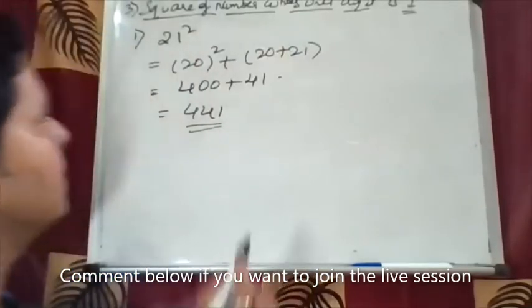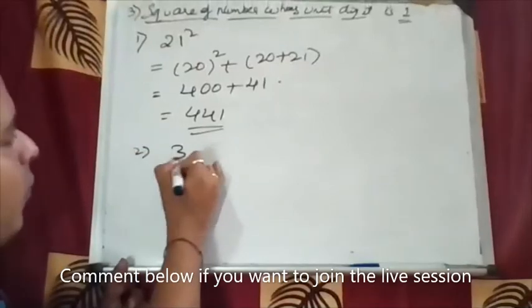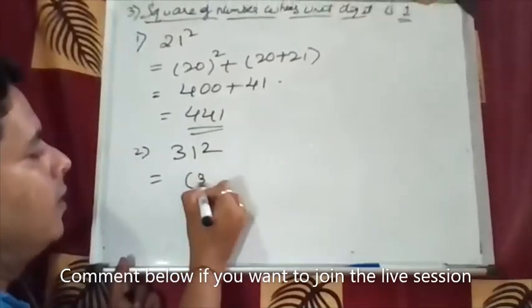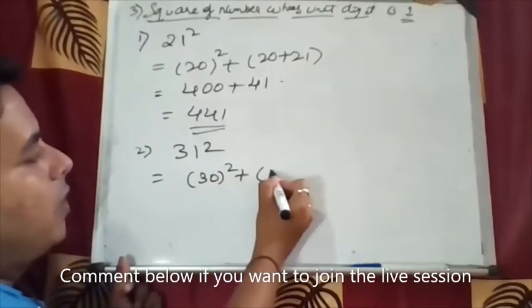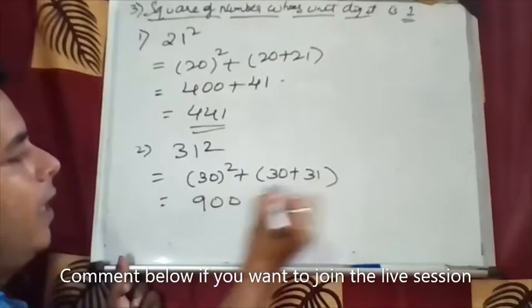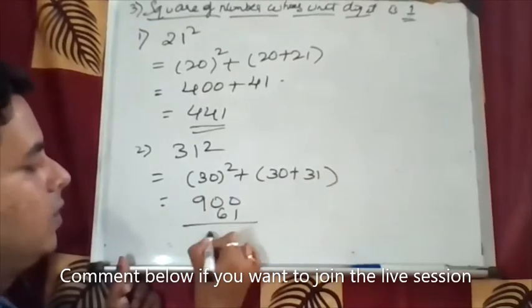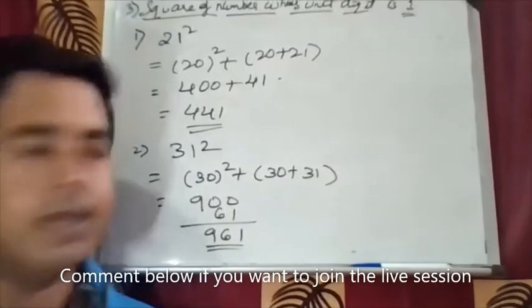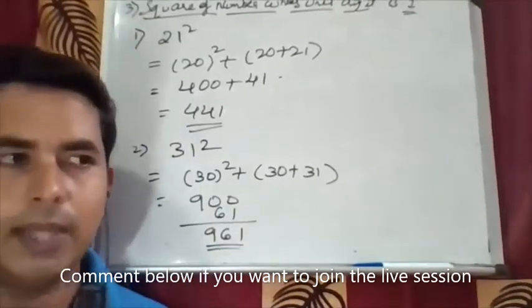So I'll take one more example, like 31 square. What is the nearest number of 31? It is 30. Then I'll add both the numbers, 30 and 31. So here it is 900, and 30 plus 31 is 61. So your answer is 961, the square of 31.